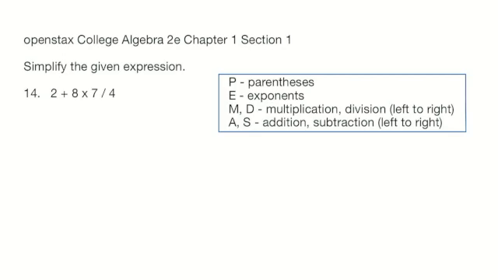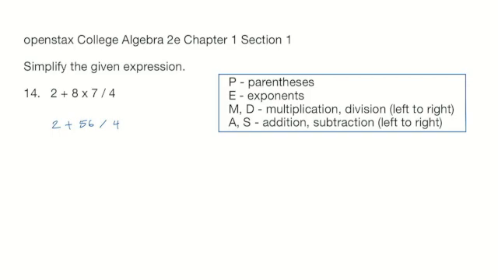Okay, so we have an addition, then we have a multiplication, then we have a division. The multiplication should be done before the addition, so let's do that one first. So we will have 2 plus, and now 8 times 7 is 56. And then we have divide by 4.